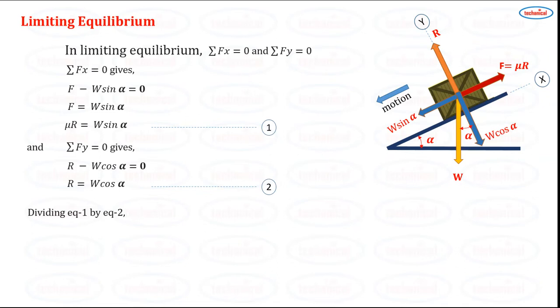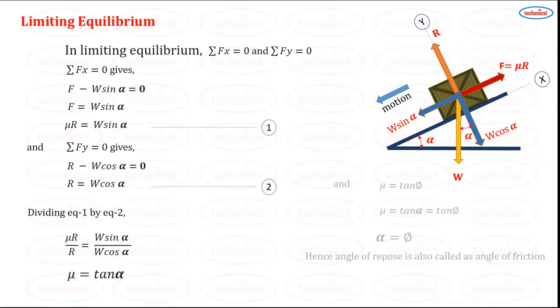Now, dividing equation 1 by equation 2, we get mu R upon R equal to W sin alpha upon W cos alpha. Cancel the equal terms. Mu equal to tan alpha, and from previous topic mu equal to tan phi. Therefore, mu equal to tan alpha equal to tan phi, that is alpha equal to phi. Hence, angle of repose is also called as angle of friction.